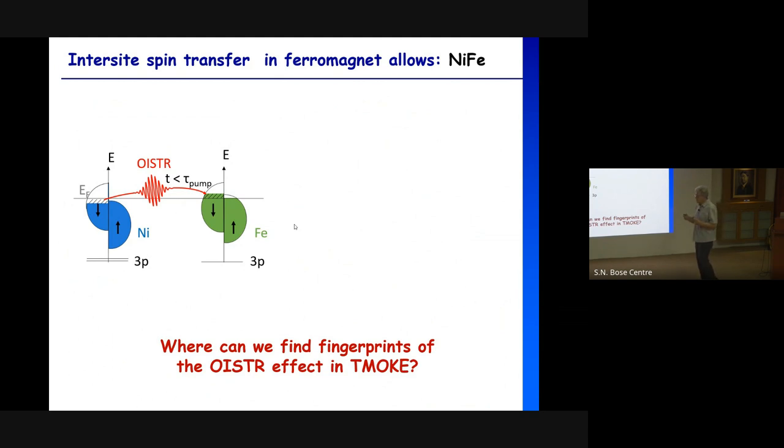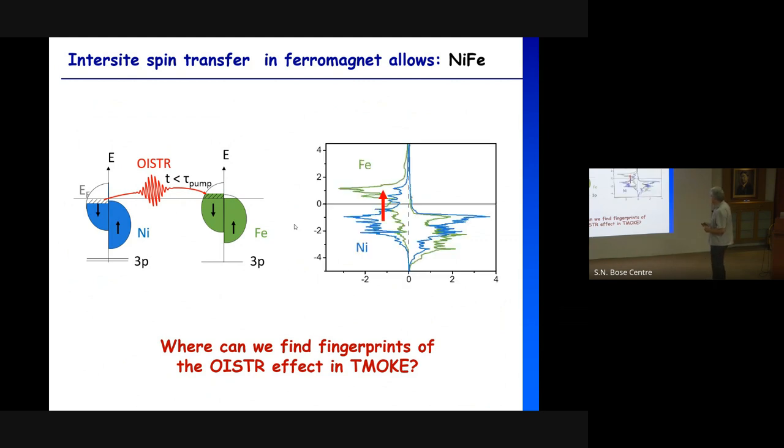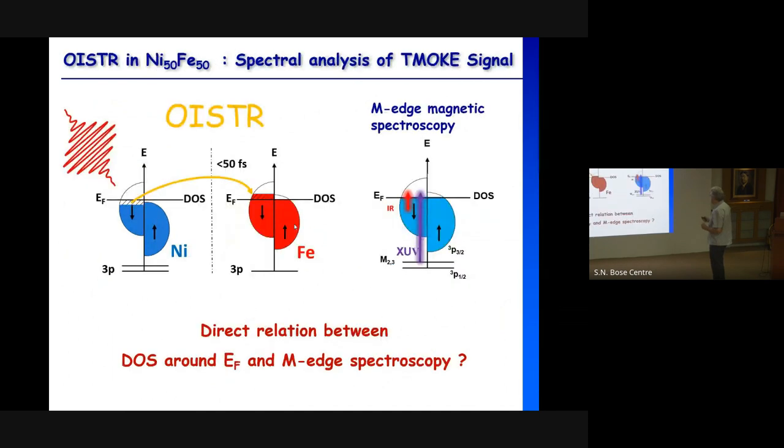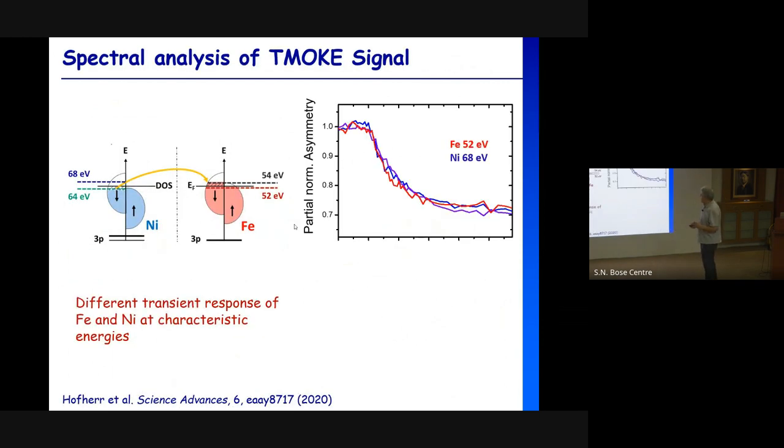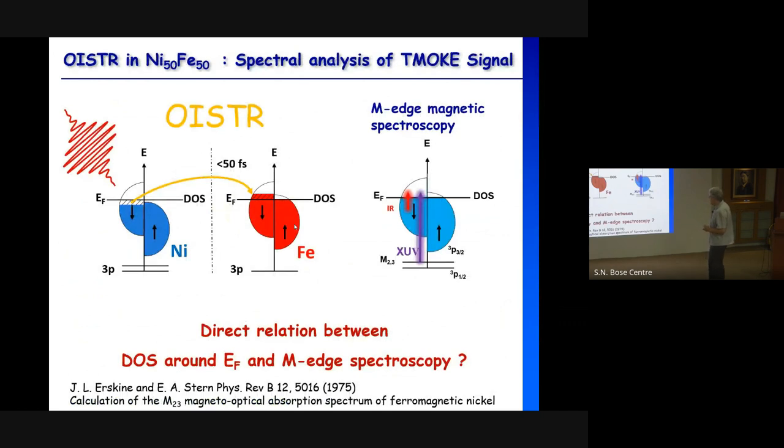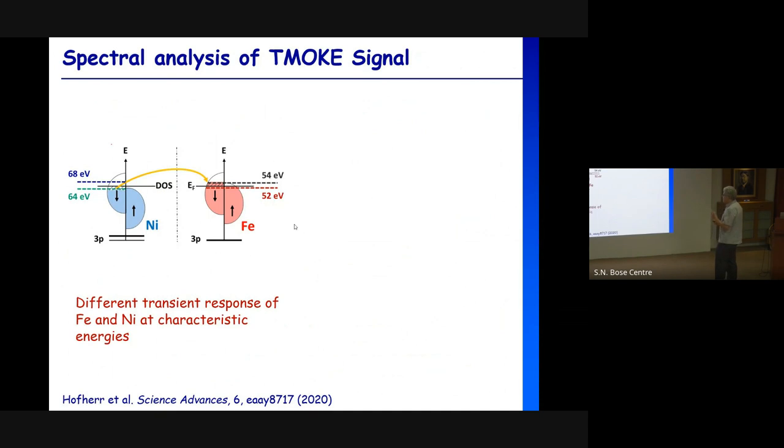The question is, is this something we can really see with our TMOKE experiment, that works when you see the real band structure that really happens? We have this huge amount of occupied part in nickel and the unoccupied part in iron. It just depends on whether the MOKE magnetic spectroscopy really tests the spin polarization around the Fermi energy. Again, there's not a lot of theory in this field. We had to look quite a lot. There are some publications, Erskine and Stern, from 1975, who calculated MOKE spectroscopy and say that there is a direct relation between the density of states around the Fermi energy and the MOKE spectroscopy. So from this point, they are correct. It looks like it's correct, and we can test that.